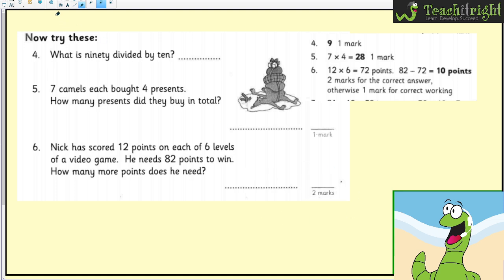And for the last one, because it's a 2 marker, I will just go through this one with you. So Nick has scored 12 points on each of 6 levels. So that's going to be 12 times 6. He needs 82 points to win. How many more does he need? Well, we've got to work out first off what 12 times 6 is. That's 72. And again, if you're not sure, you could do 10 times 6, which is 60, and add a pair of 6s on. So that's going to be 60 plus 12, which is also 72. It's a good way of doing it if you're not sure about your 12 times tables. But obviously, if you can learn your 12 times tables, please do. So 12 times 6 is 72, and he needs 82. So the actual answer is 10 more. And that's because I can see right off the bat, we need to add 10 to get from here to here. Hopefully that's nice and clear.